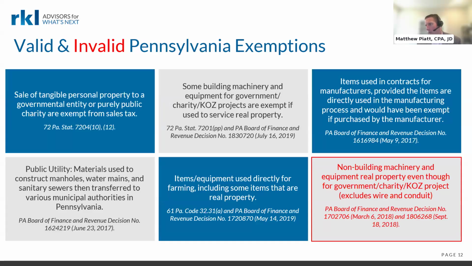There are limited instances where items in the real property space are also treated as exempt. And then we got the code section and then a Board of Finance and Revenue decision there. So going back to the building machinery and equipment exemption, non-building machinery and equipment. So items that are not listed in that definition in 7201, even though they are for a government, charity, or cause project. So this area gets very confusing.